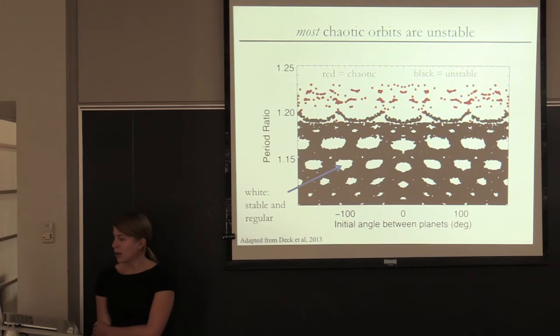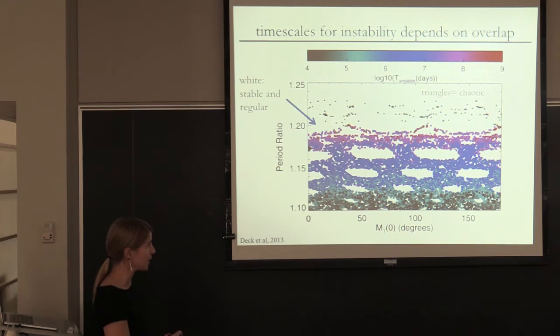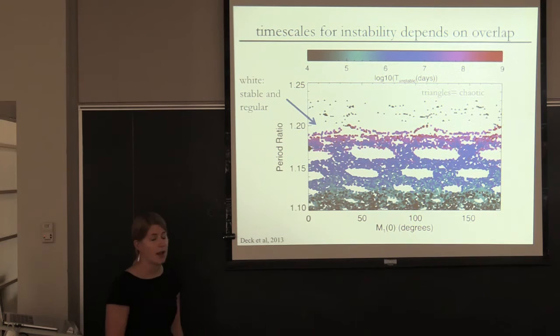And finally, I just want to show this really cool plot. This shows the timescale for instability on that same panel of initial conditions, where darker colors reflect a shorter instability time, and that's what's shown up here. And so what you can see is that the timescale for instability grows linearly, well, in a log sense, as you move to less and less overlapped orbits, until you reach a point where the instability time is so long that effectively it doesn't happen on an interesting timescale.